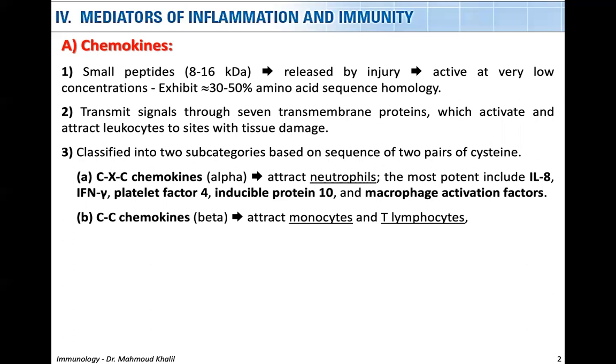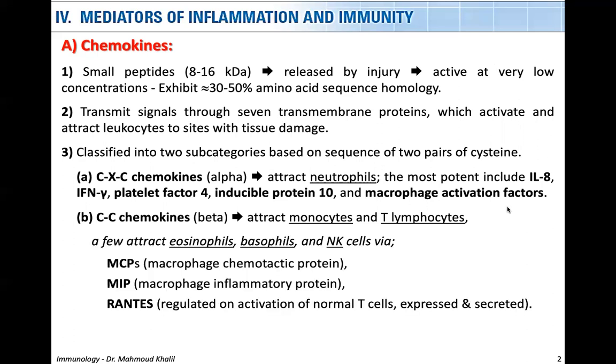The second subcategory is called CC chemokines, the beta subcategory, and they attract monocytes and T lymphocytes. They also attract eosinophils, basophils, and NK cells, natural killer cells, via the macrophage chemotactic protein, the macrophage inflammatory protein, and regulated on activation of normal T cells expressed and secreted, which is normally abbreviated as RANTES.